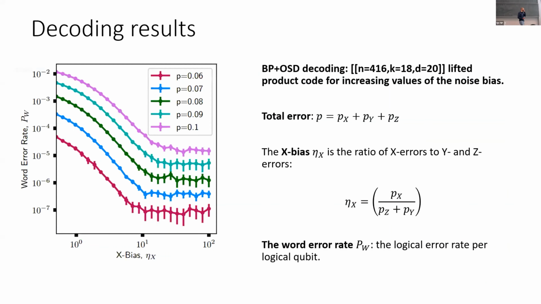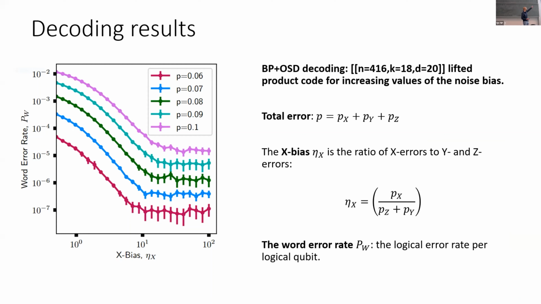Okay, so here's a part of some of our numerical results where we decoded a bias-tailored quantum LDPC code using BPOSD. On the x-axis, we have the X bias, which is the ratio of the X error probability to the other error types. On the y-axis, we have the word error rate, which you can think of as the logical error rate per logical qubit.